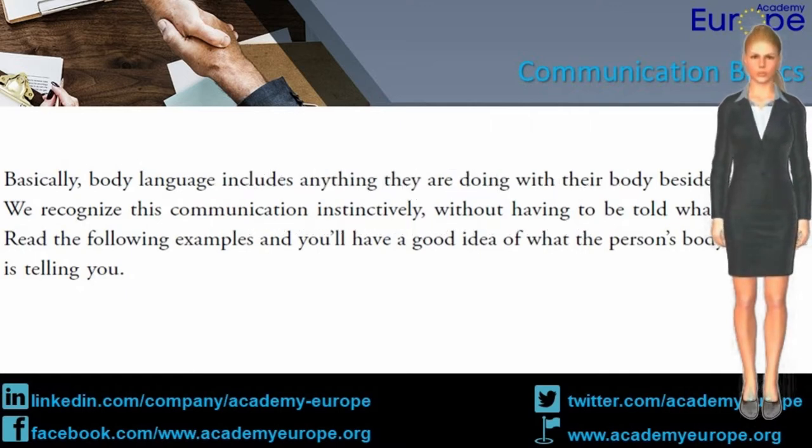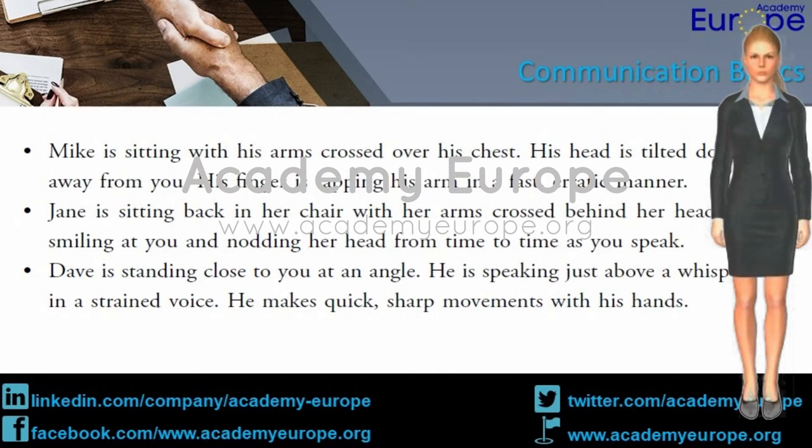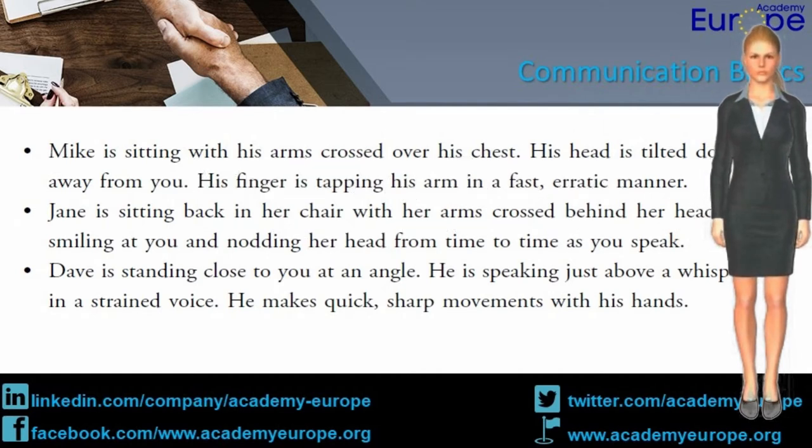We recognize body language instinctively, without having to be told what it means. Read the following examples and you'll have a good idea of what the person's body language is telling you. Mike is sitting with his arms crossed over his chest. His head is tilted down and away from you. His finger is tapping his arm in a fast, erratic manner. Jane is sitting back in her chair with her arms crossed behind her head. She is smiling at you and nodding her head from time to time as you speak.